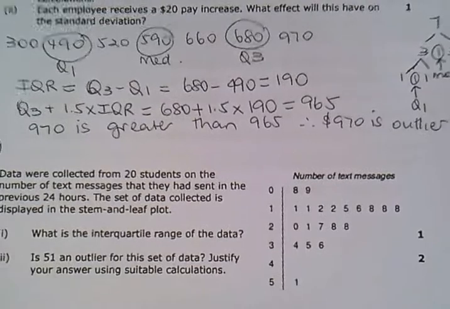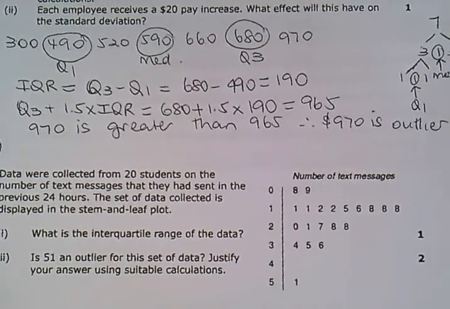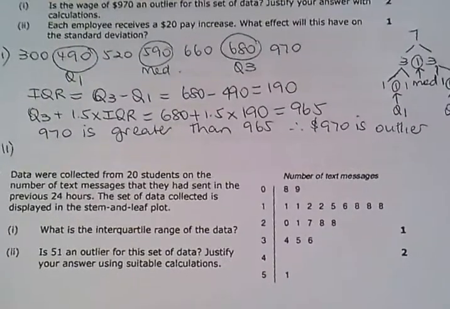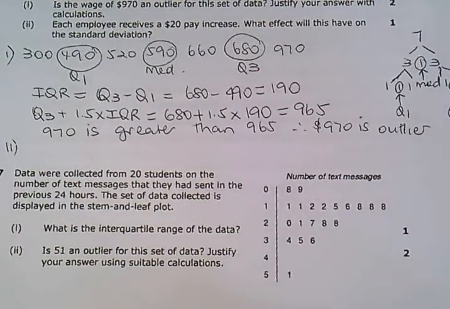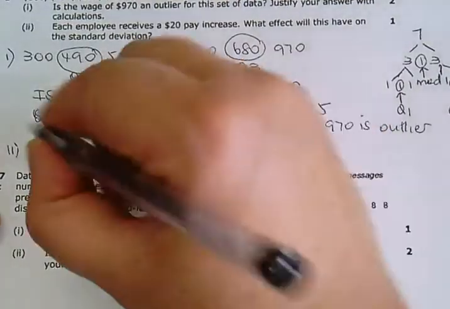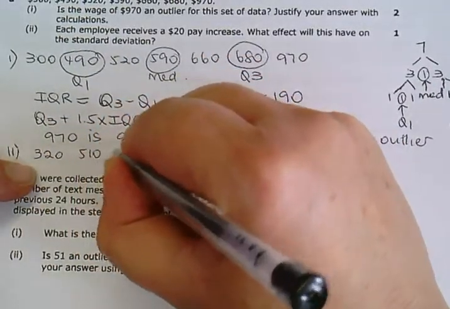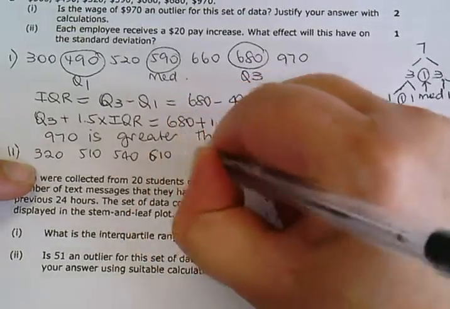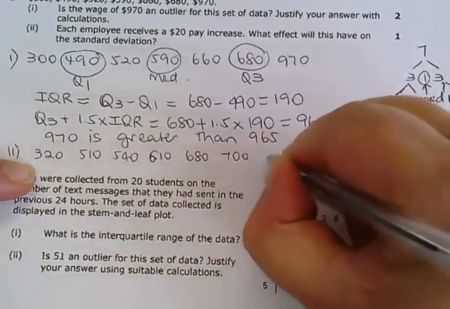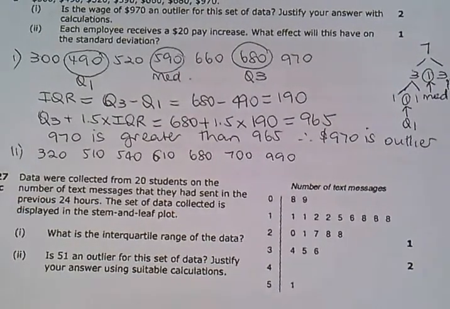Part 2 asks, each employee receives a $20 pay increase. What effect will this have on the standard deviation? If each employee receives a $20 pay increase, then instead of 300, 490, they'll get 320, 510, 540, 610, 680, 700, and 990. Do you think that those numbers are more spread out than what they were before? They're not. They're not more spread out. What do you think?